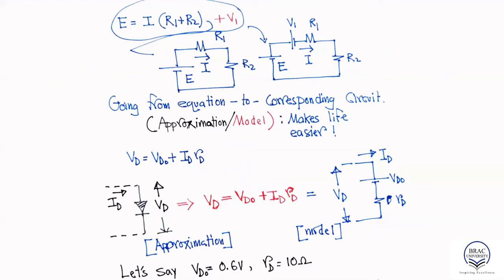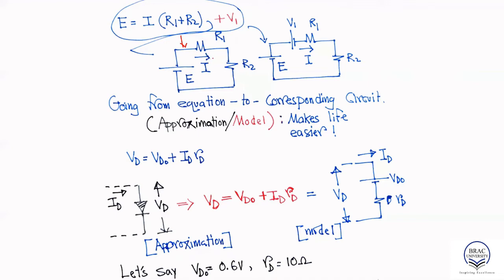Now, next we're going to see how we can obtain an equivalent circuit. For that, let's say we have an equation that was obtained from a KVL, which is E is equal to I (R1 plus R2). By looking at this equation, even if you close your eyes, you can see this is a KVL from a series circuit, and that looks like this. So a DC voltage source and R1 and R2 are in series, and the current flowing through is I.